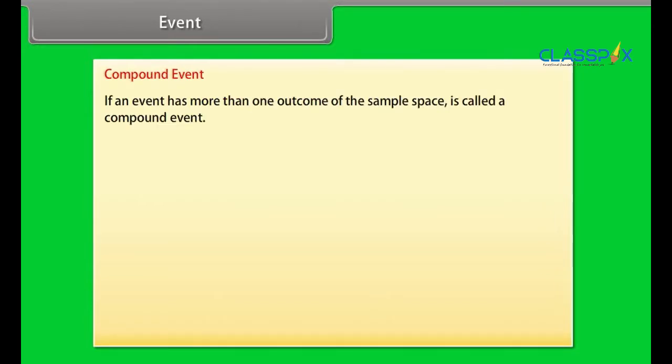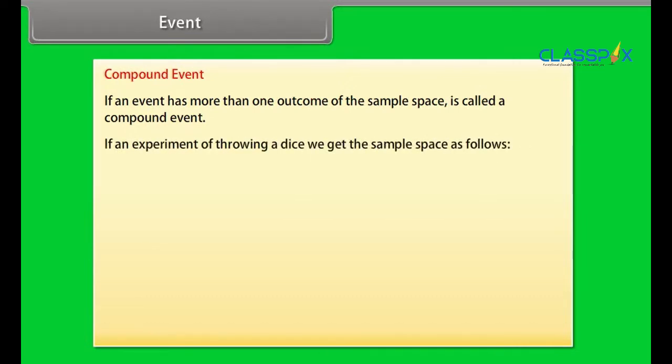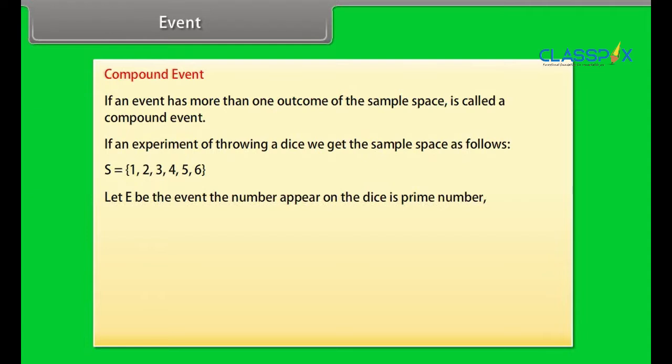Compound event. If an event has more than one outcome of the sample space, it is called a compound event. To understand it, let's take an example. In an experiment of throwing a dice, we get the sample space S is equal to {1, 2, 3, 4, 5, 6}. Let E be the event the number that appears on the dice is a prime number. Thus the event E is equal to {2, 3, 5}. It is a compound event.